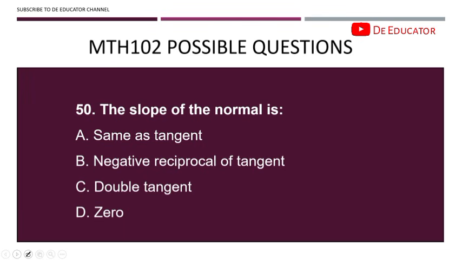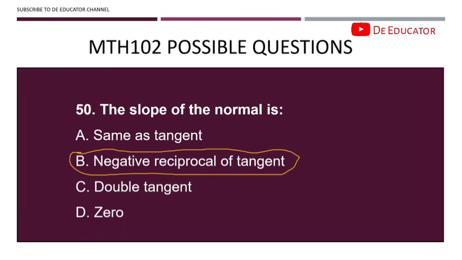And the last question, but not the least, we have the slope of the normal is the negative reciprocal of tangent. Please take note. All of these theoretical questions have been indicated and everything has been explained in that crash course file. All right, so do well to go through that crash course file if you are still going to have time to do that.